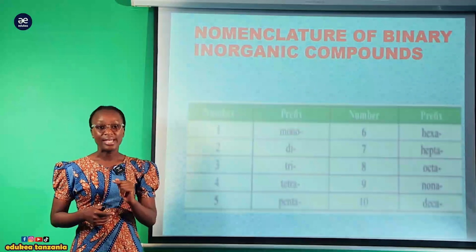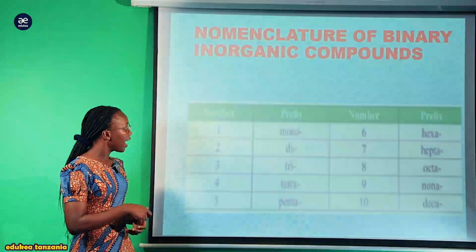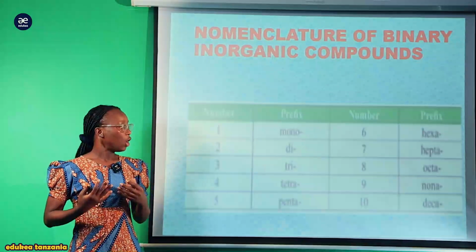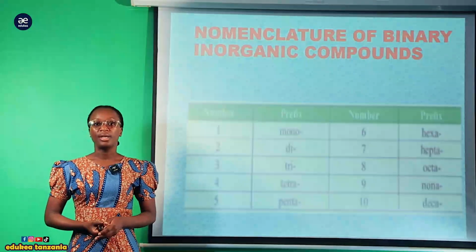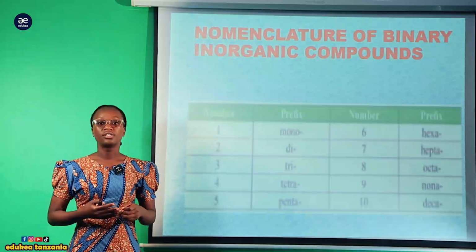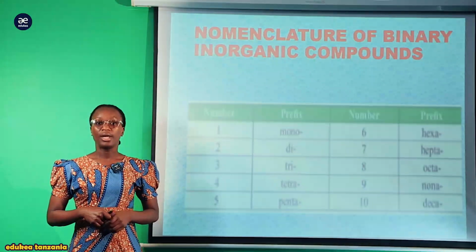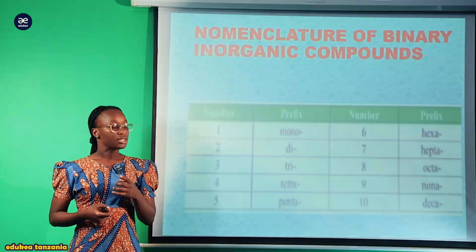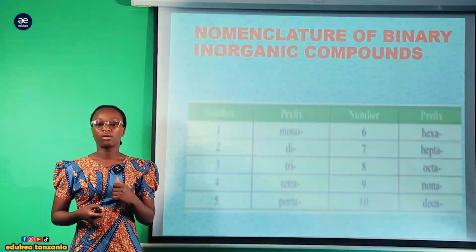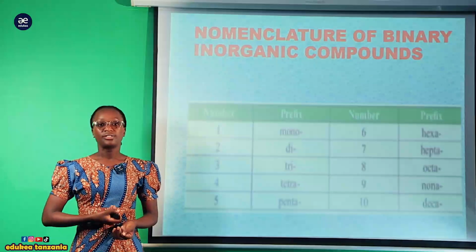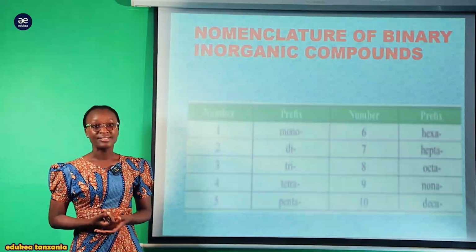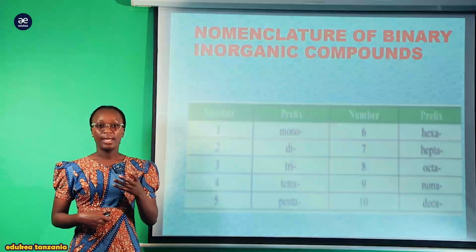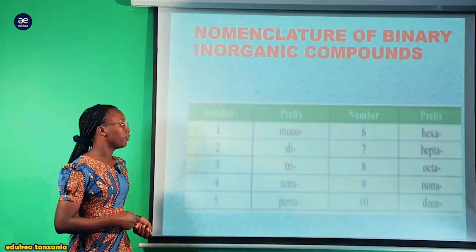My student, it is easy to master it. Mono, di, tri, tetra, penta, hexa, hepta, octa, nona, deca. It's very simple and it's not complicated for you. Otherwise, you will not be able to name those covalent compounds. So it's very easy for you. Once you master it, inakuwa ni rahisi sana kwako wewe kuname zile binary covalent compound.